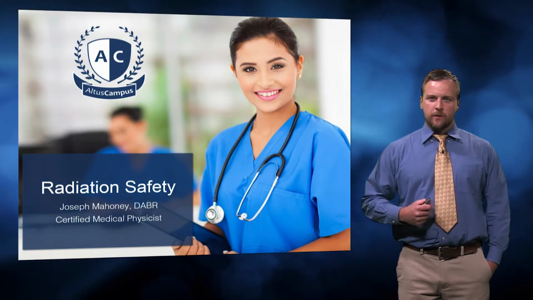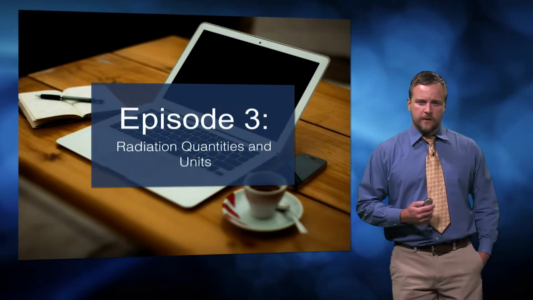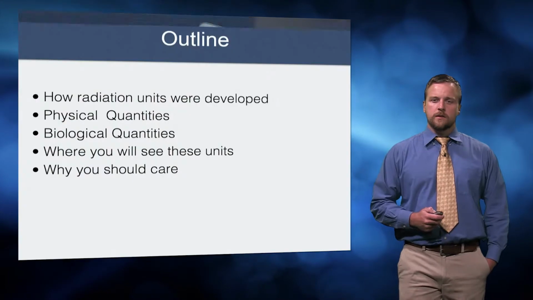is Altus Campus's 8-part series on radiation safety. My name is Joseph Mahoney. This is episode 3. We'll be talking about radiation quantities and units.